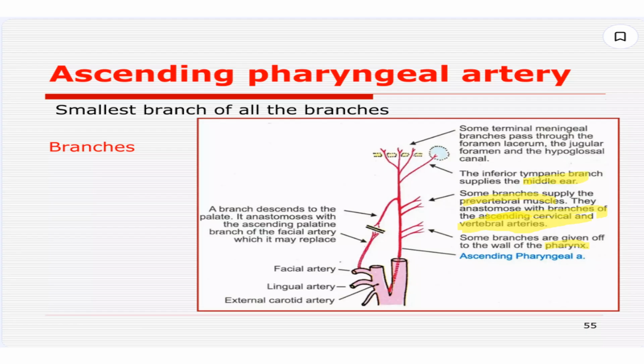Some terminal meningeal branches pass through the foramen lacerum, the jugular foramen, and the hypoglossal canal. Through these canals and foramina, they enter the cranium and supply the dura mater. It also gives a branch that descends to the palate and anastomoses with the ascending palatine branch of the facial artery. There is an anastomosis between those two arteries.